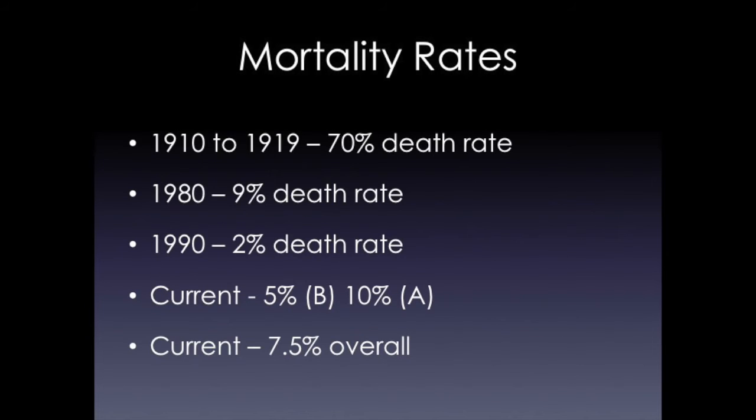The mortality rate, as recorded from 1910 to 1919, was 70%. After the development of the ventilator to assist respiratory function, the death rate dropped to 9%. By 1990, the mortality rate hit a low of 2%, mostly attributed to the development of a vaccine in 1965, which we will discuss next. The average mortality rate currently is 7.5%.